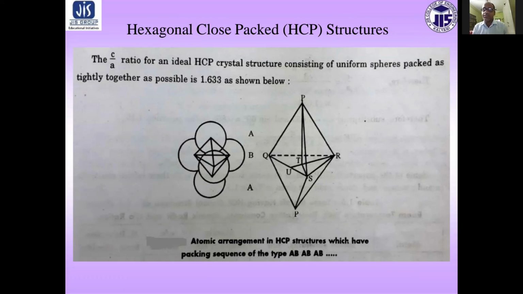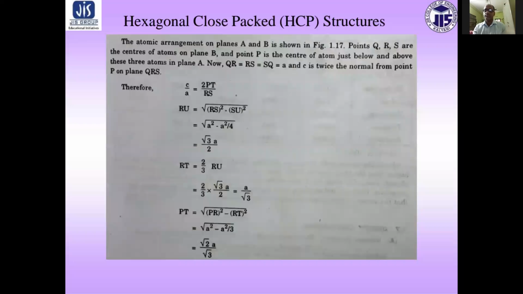Here only the top center atom is taken, that is from P, a perpendicular is dropped to the plane of the interior atom centers, that is the QRS plane, which it cuts at point T. Again, from R, the center of an interior atom, a perpendicular is drawn on QS, which cuts at U. From the point P above, if we draw a perpendicular up to T in the QRS plane, it cuts RU at T. Now we join T and S. So the atomic arrangement of planes A and B is shown.